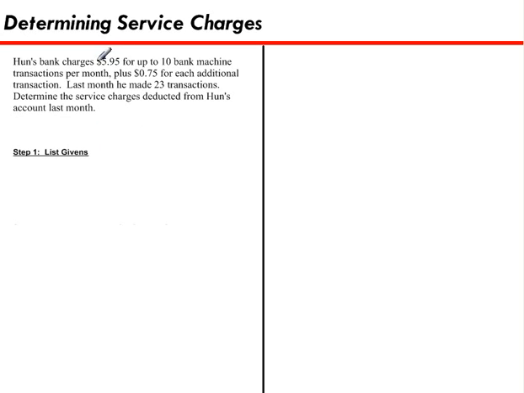So I'm going to keep $5.95. I'm just going to say that that's the monthly fee. In other words, even if he makes 0 transactions, this will still be withdrawn from his bank account every month. I'm also going to make a variable called the extra transactions. I'll just say trans.